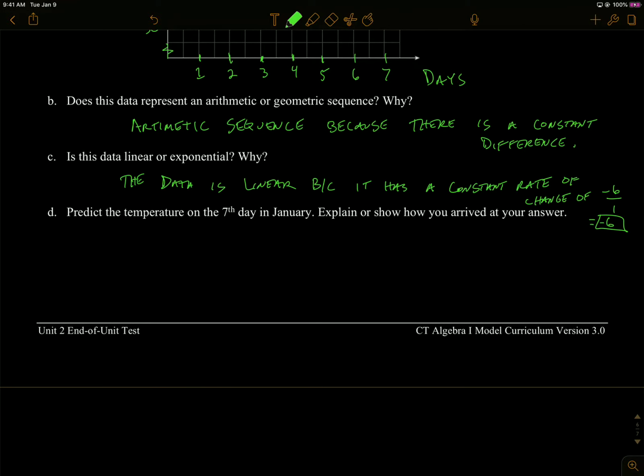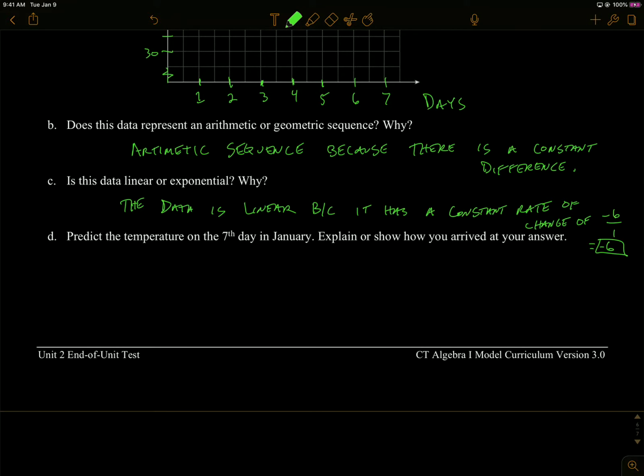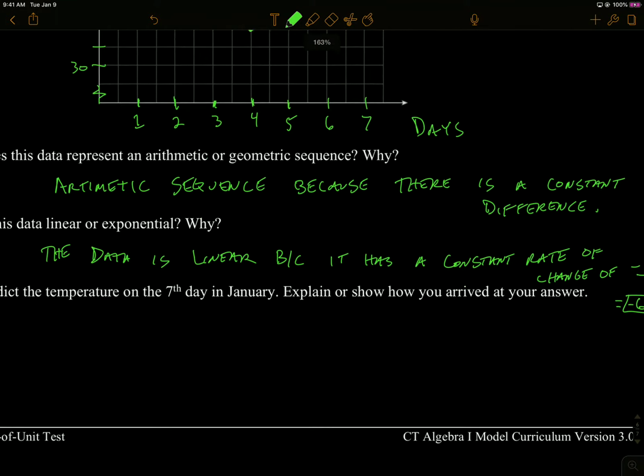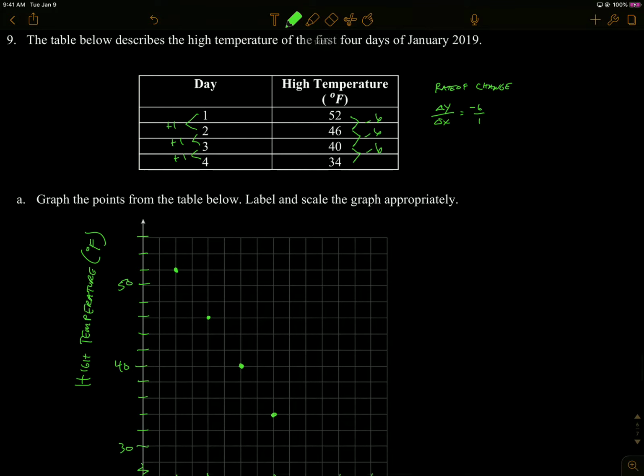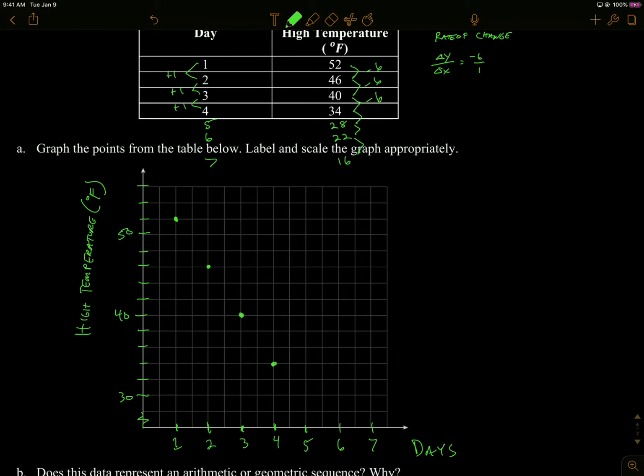Predict the temperature on the 7th day in January. Explain or show how you arrived at your answer. Well, there's a couple ways to do it. If I just continued the table, on day 5, if I subtract 6 again, it would be 28 degrees. On day 6, if I subtract 6 again, it would be 22 degrees. On day 7, if I subtract 6 again, it would be, what, 16 degrees. So I can do it that way.